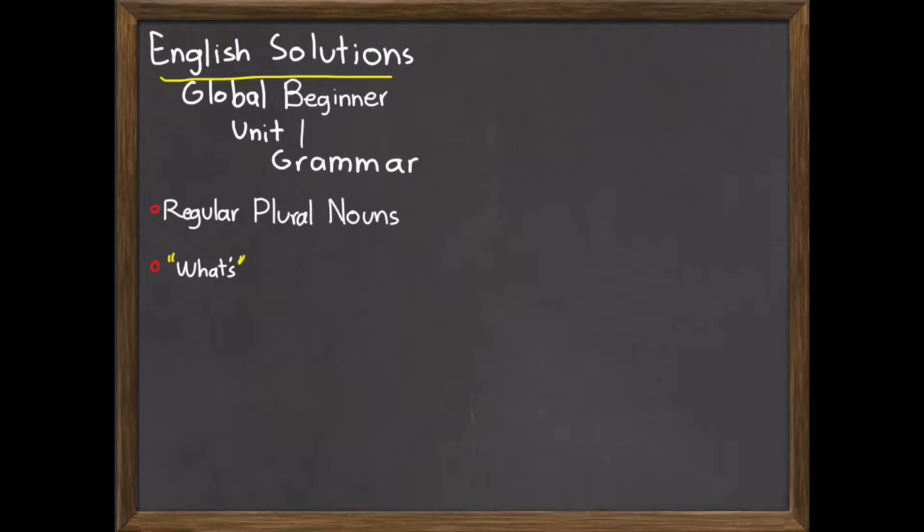Today, we will be looking at the Global Beginner Book, Unit 1, Grammar section. We will look at two topics. First one, regular plural nouns. And the second one, the expression what's. If you have questions, you can watch this video as many times as you want. Now pay attention. Let's begin.